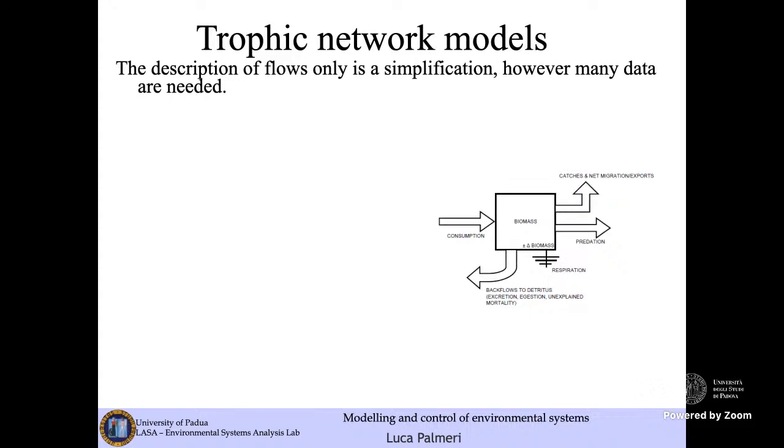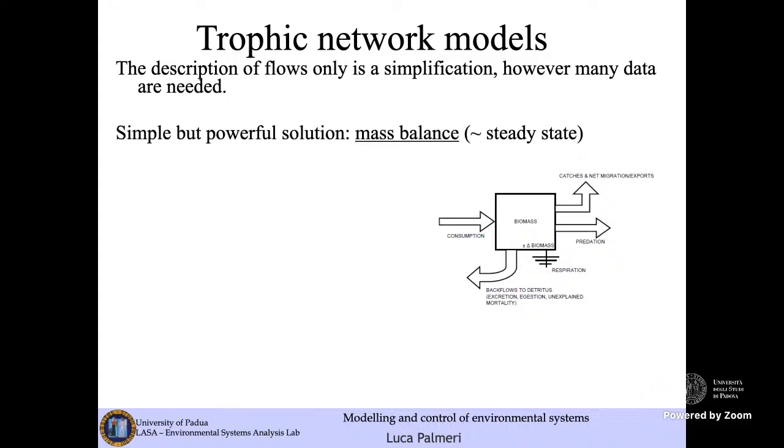When we build trophic network models, the description of flows only is a very strong simplification. However, many data are always needed. I remind you that when we apply our box and flow approach, we need to describe a box in terms of biomass and of the flows. It is a simple but very powerful solution. Again, we apply the mass balance, so we apply a kind of steady state picture of the system. For every compartment of our box and arrows model, we assume that what goes in is equal to what goes out.